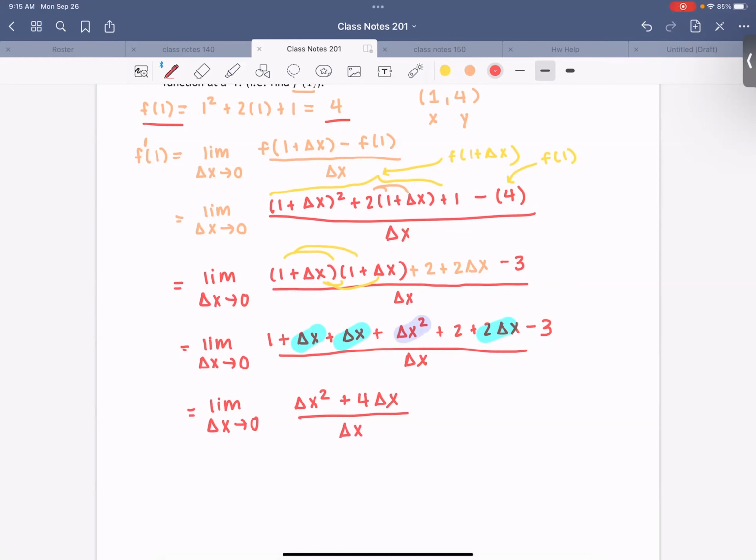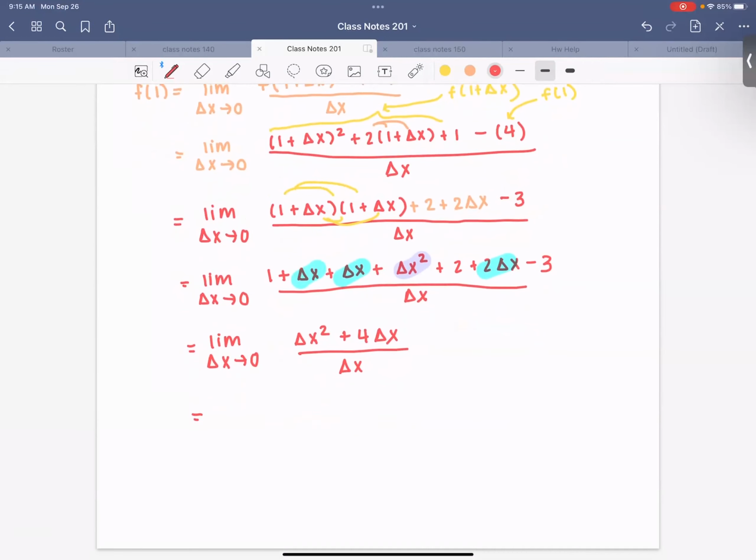Almost there. Here's where things get a little funky. If I plugged in delta x equals 0 into my function, it would be a 0 over 0 type limit, which means we have to do a little bit more work. When we have rational expressions, remember, factoring is the way to go.